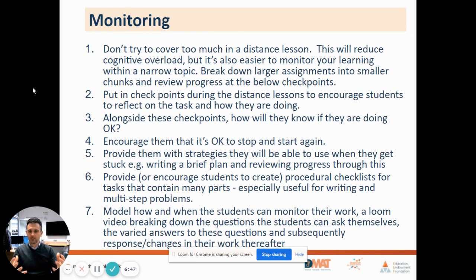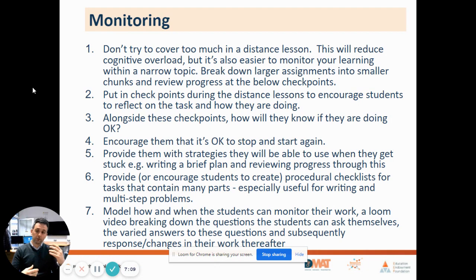Right, in terms of monitoring, 7 ideas here. Number 1, quite simply, don't try and cover too much. If we try and cover too much, it's going to be really hard for students to monitor how well it's going. Break it down into small chunks, then they can monitor that stuff more easily. Number 2, put in lots of checkpoints during the distance lessons. Ask them to reflect. How's it going? Is this easy? Is this hard? Why do you think that is?